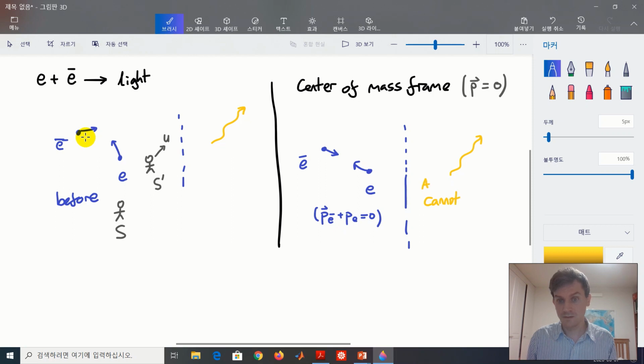So a photon cannot have total momentum P equal to 0. Okay, and this means that this decay is impossible. So therefore, to conclude, the electron plus positron cannot annihilate, that means destroy each other, and produce only one photon.